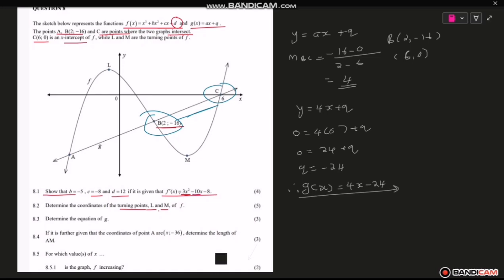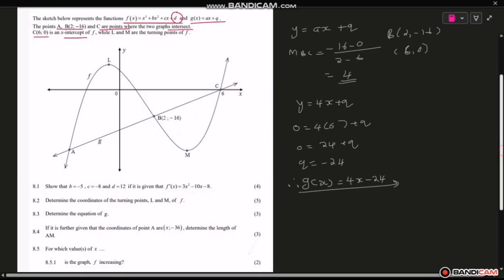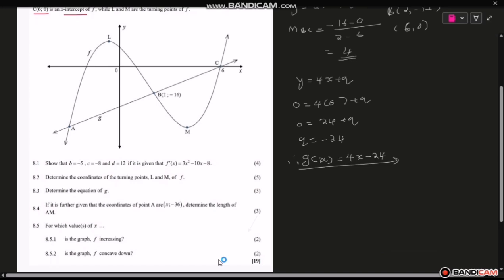Now, they want us to continue. Let's just continue and solve for 8.4. I hope this makes sense, guys. Okay, so let's try to do 8.4.